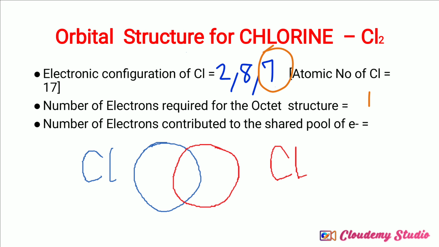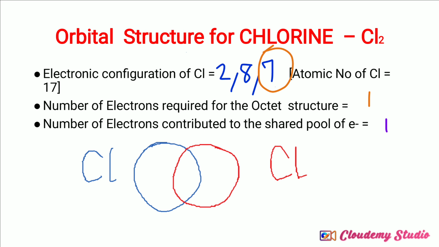Therefore, how many electrons will it contribute to the shared pool of electrons? The same 1 electron only. The same number of electrons required for the octet structure will be contributed by the atom to the shared pool. Accordingly, each chlorine atom will contribute 1 electron to the shared pool of electrons. Now let's draw the shared pool of electrons first.